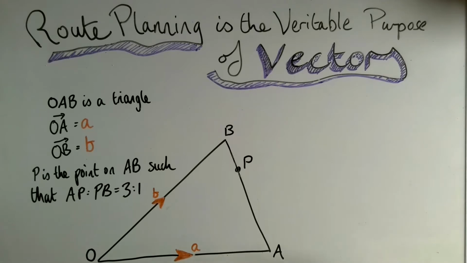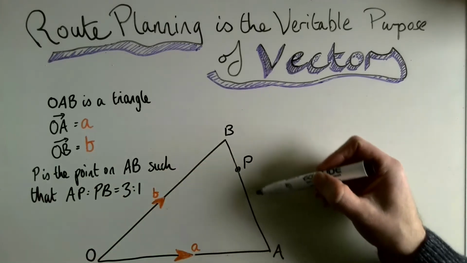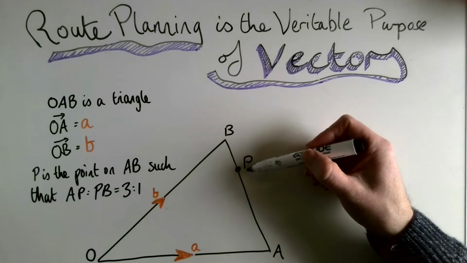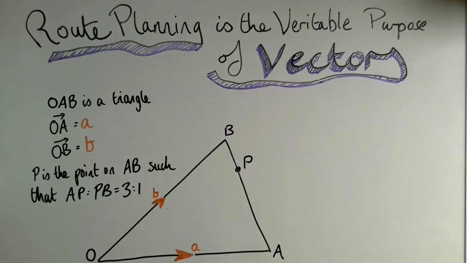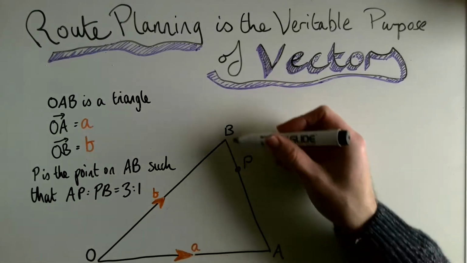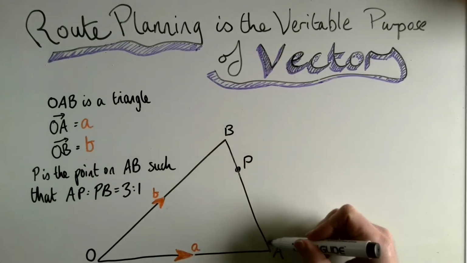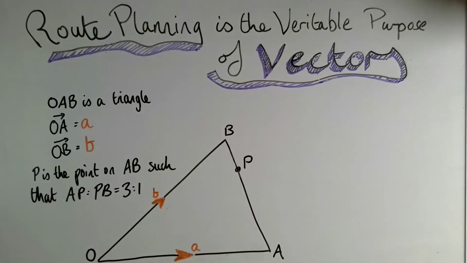One thing you might want to notice is they've suddenly put this thing of a ratio in. A to P is 3 to P to B is 1. So what fraction does that mean P is on the route from A to B? That is going to be key.